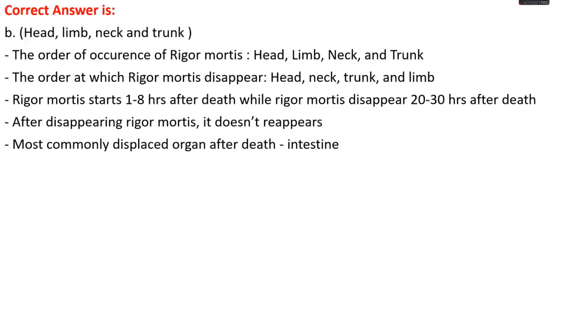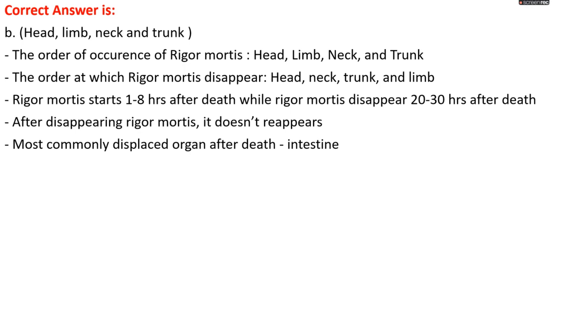At first, rigor mortis begins from the head and then moves forward to the limbs, and then neck and then trunk. If we see the order in which rigor mortis disappears, it is head, neck, trunk, and the limb. Rigor mortis starts 1 to 8 hours after death of the animal, and disappears 20 to 30 hours after death. After disappearing, rigor mortis does not reappear.